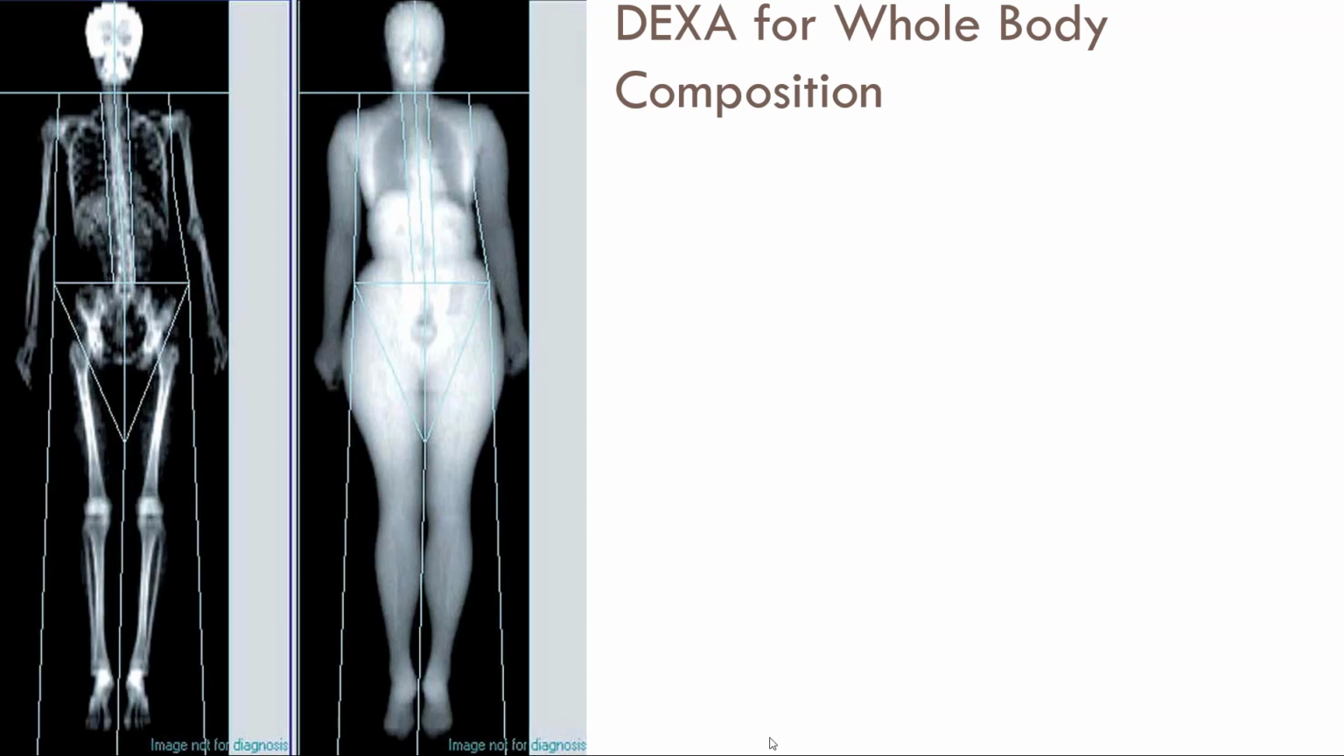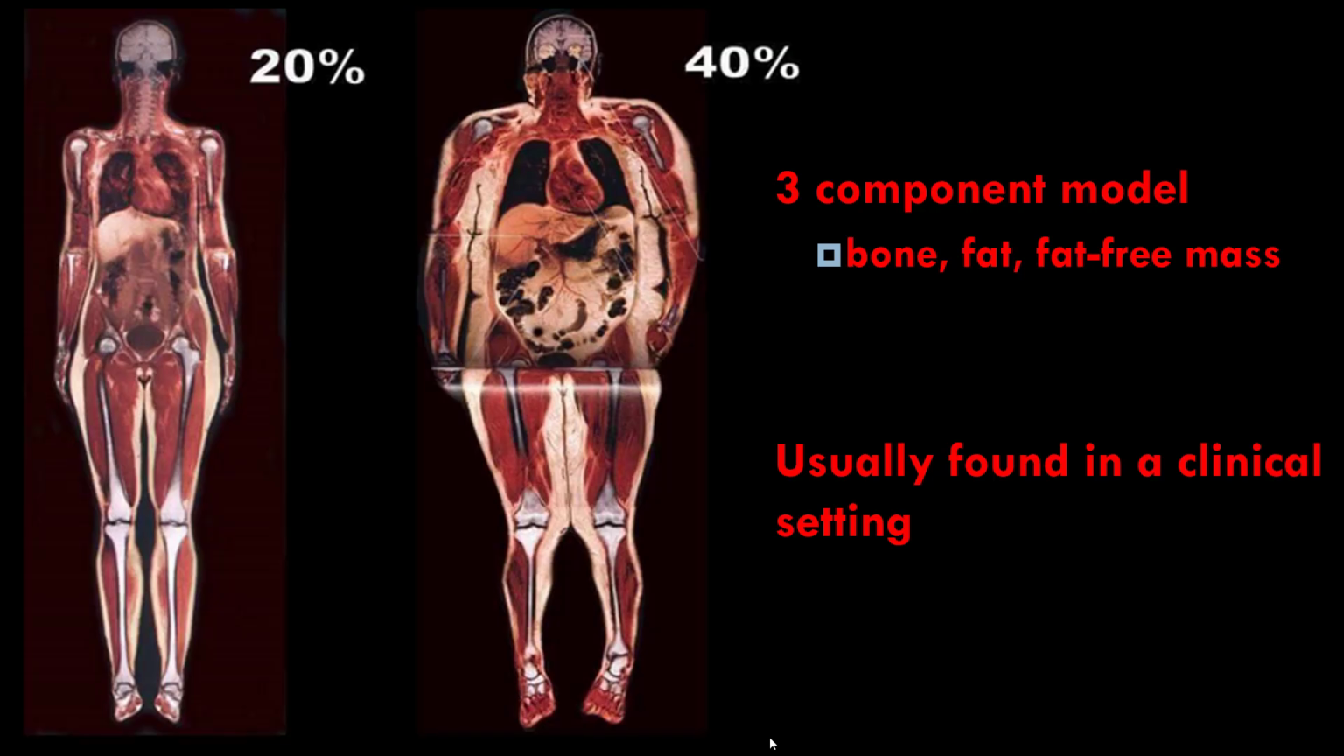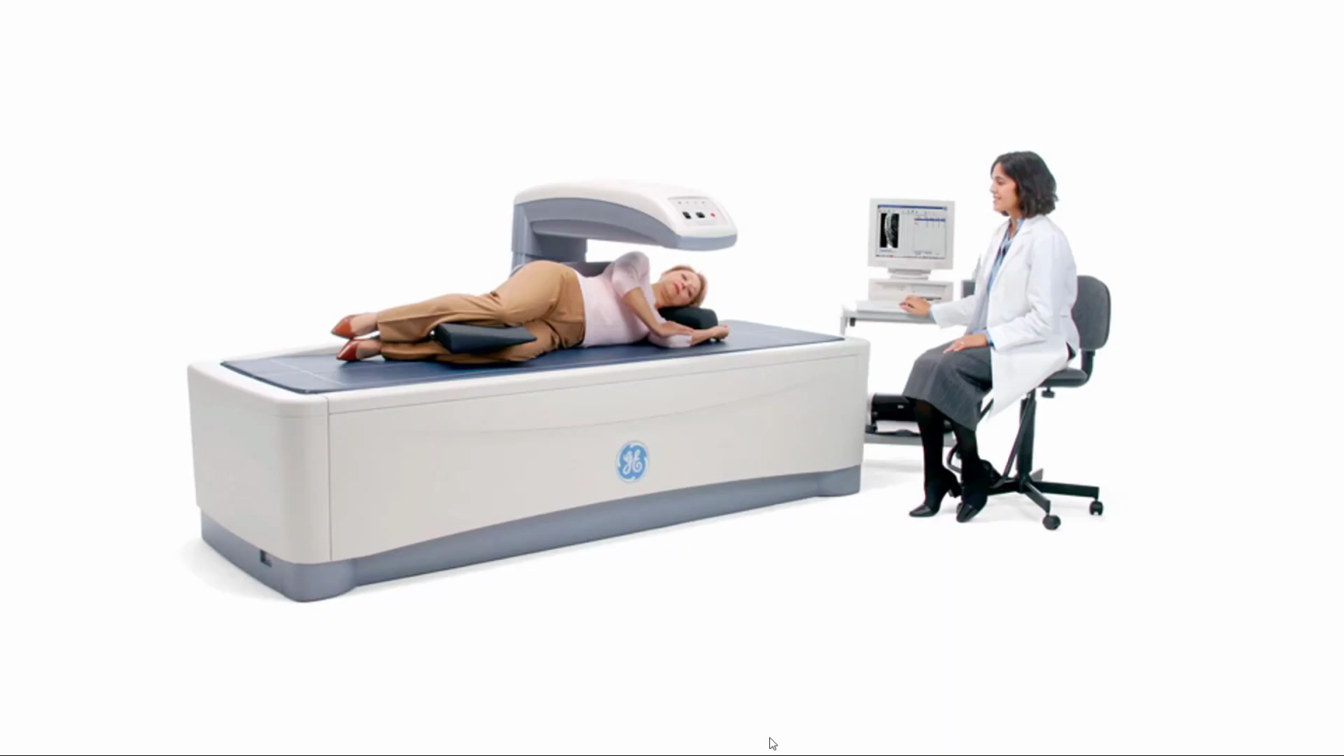You can see here on the left and right the bone scan and then the tissue scan to see the body composition. These images that I showed earlier were generated from DEXA scanning and then superimposed. But like I said, it's usually found in the clinical setting. These are the new update. And yeah, you lay on this machine, this thing just kind of goes over you.